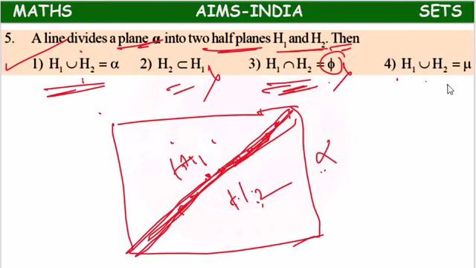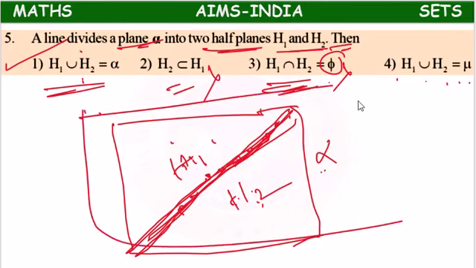H1 union H2 equal to mu, we cannot tell, because there may be some other space beyond mu. It may not be equal to mu. We cannot tell. Only the first option is correct.